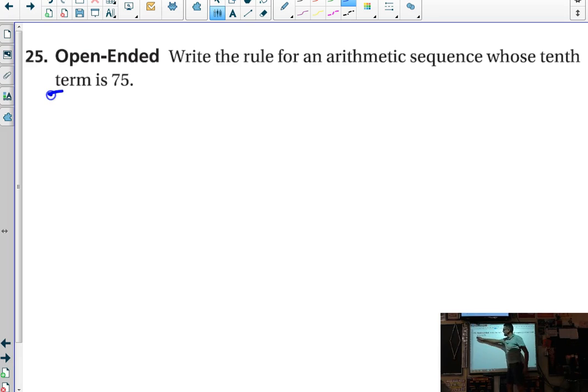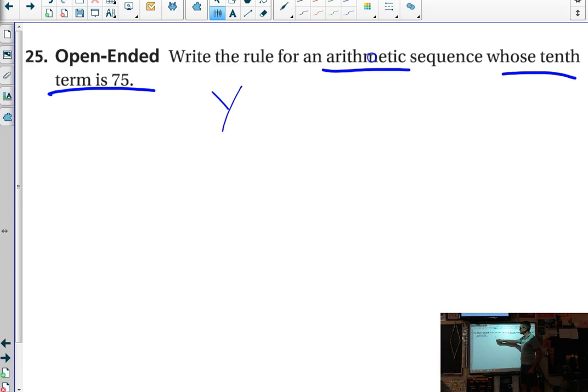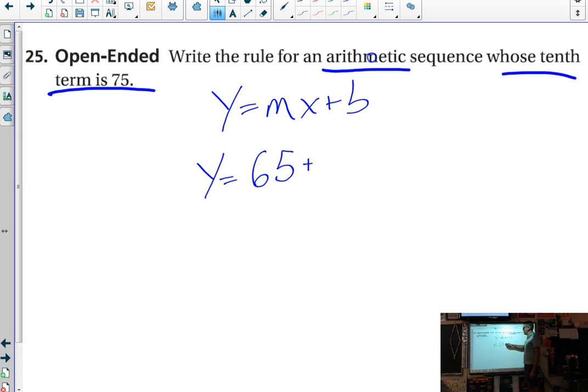But all it says is 10th term is 75. And it's arithmetic. That's all it says. So all I know is this has to be some form that is continuously adding something. And it can start somewhere if we want. So the easiest thing that I could think of is, what if I start at 65 and add 1 for every step I take? On the 10th step, I'll be at 75.